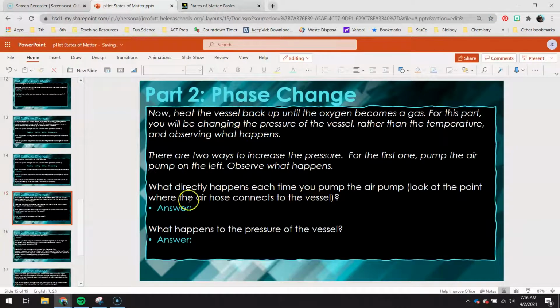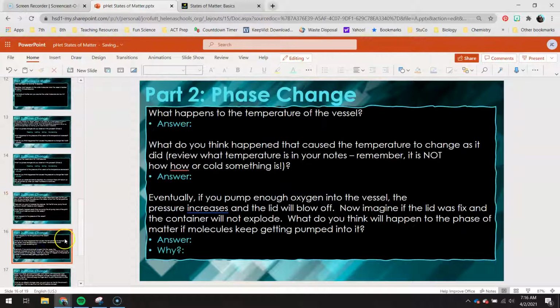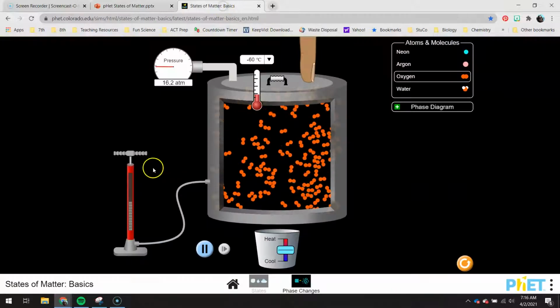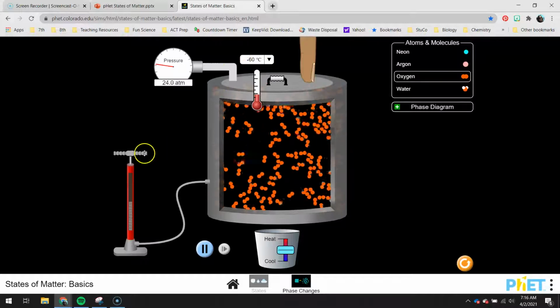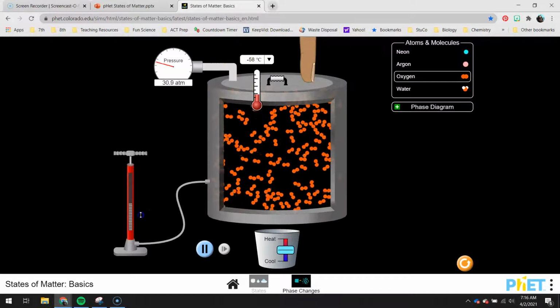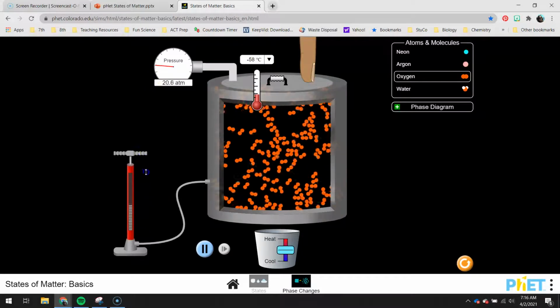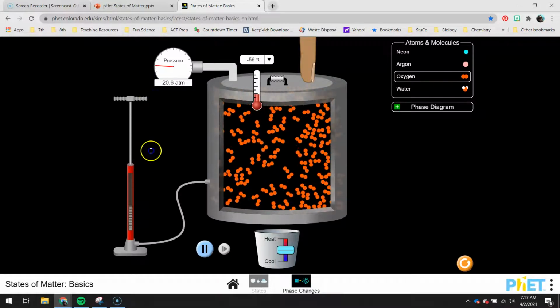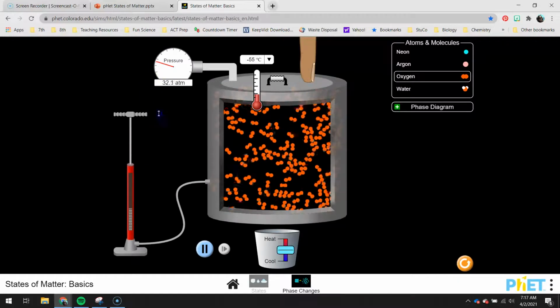And then what directly happens each time you pump the air pump? Look at the point where the air hose connects to the vessel and what happens to the pressure. Okay, what happens to the temperature of the vessel? So we can keep pumping and saying, all right, we were negative 60 degrees Celsius. What's happening? Are we increasing, decreasing, or staying the same the more we pump in there?